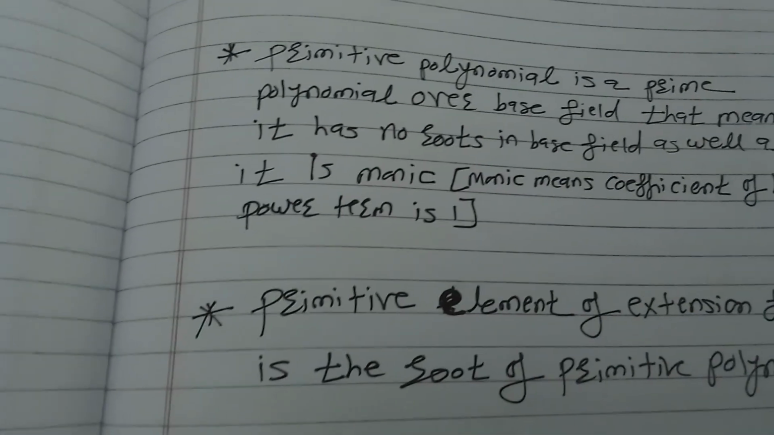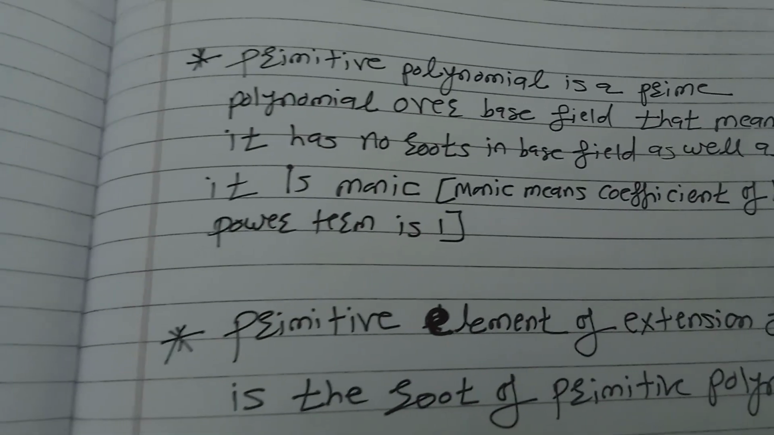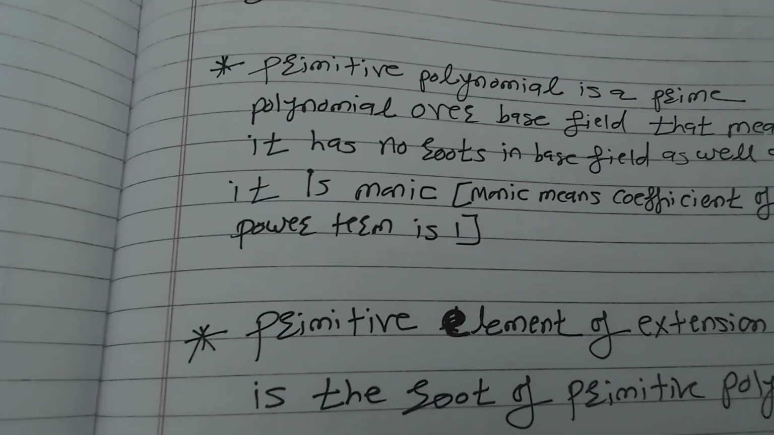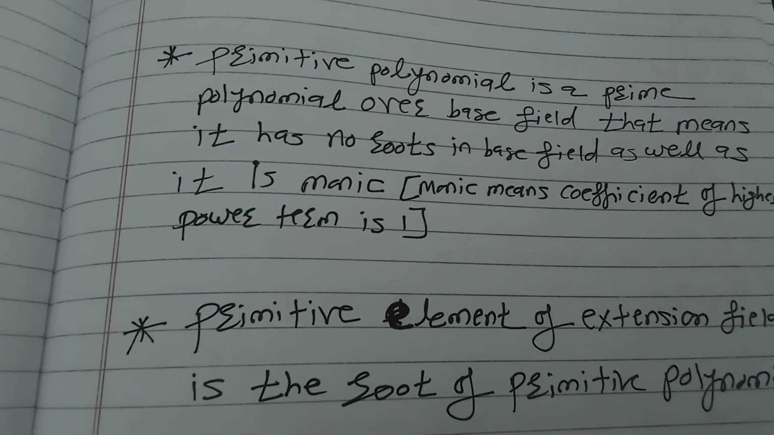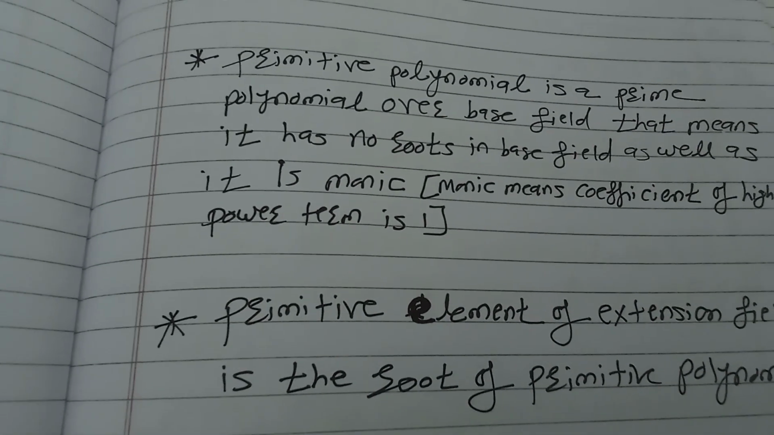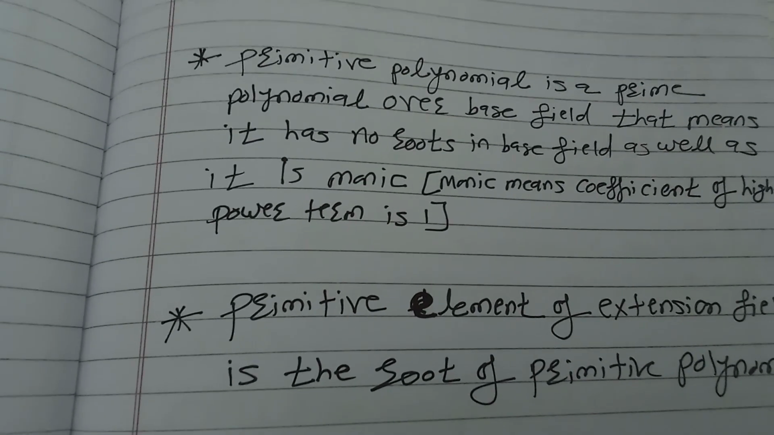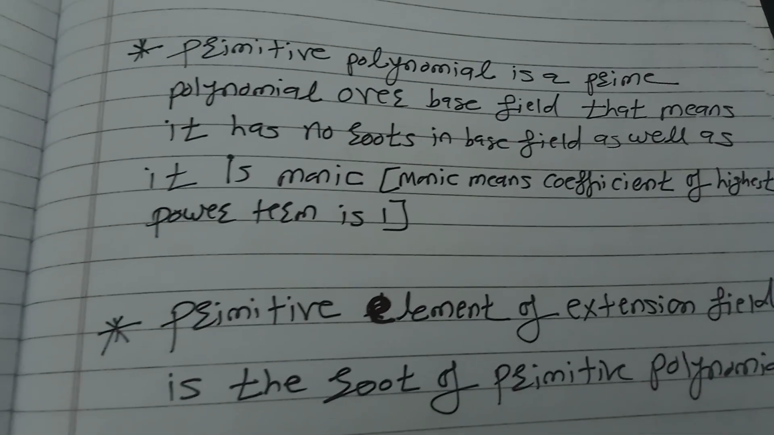Third is that if it has no root in the base field, then where does it have its root? It has a root in the extension field. And which one is its root? That root is the primitive element of the extension field. So the primitive element of the extension field is the root of the primitive polynomial.